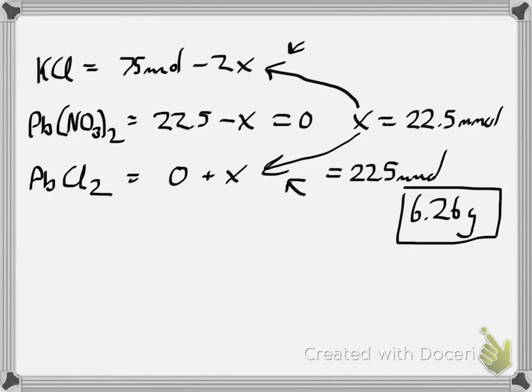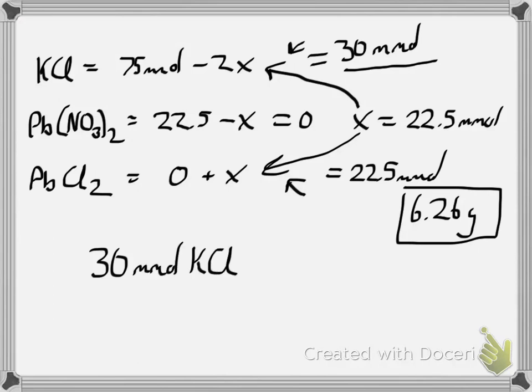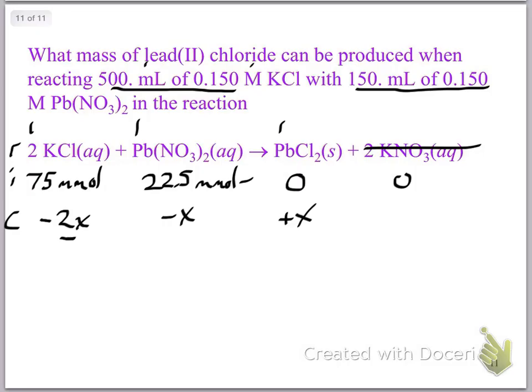The KCl, put in the 2x, and you're going to be left with about 30 millimole, and just multiply by the molar mass, divide by 1,000, and you'll get its quantity that remains in grams. But because we weren't asked for that, it doesn't matter. If we were asked for the final concentration of the potassium chloride, well, we could say there's 30 millimole of potassium chloride in our total volume, which is 500 milliliters plus 150 milliliters.